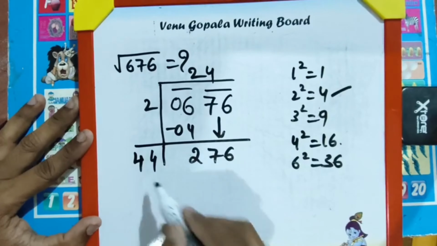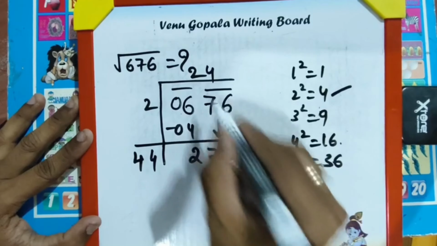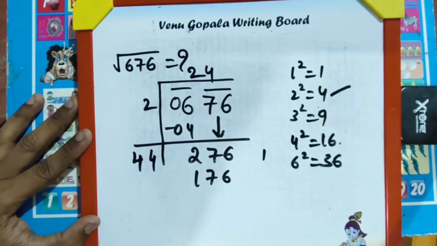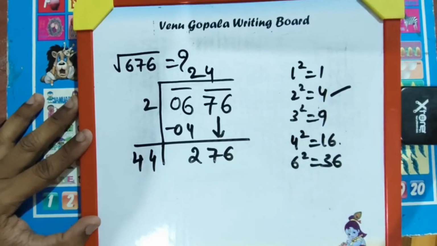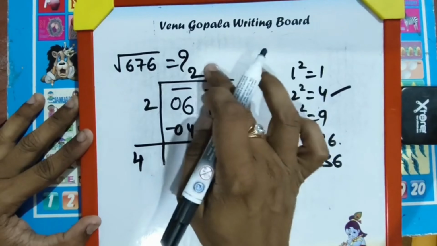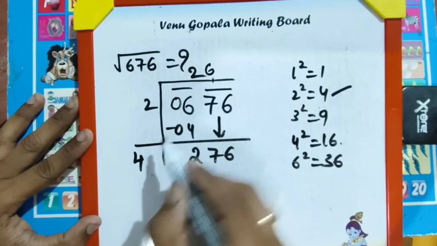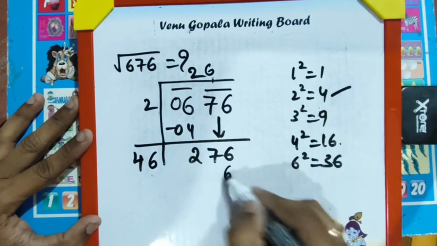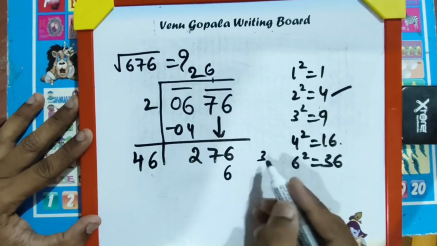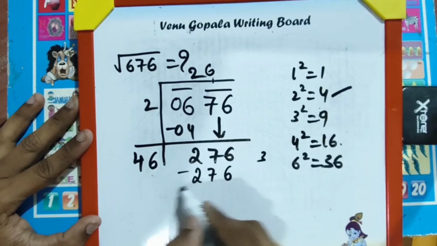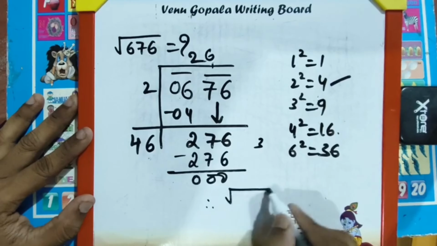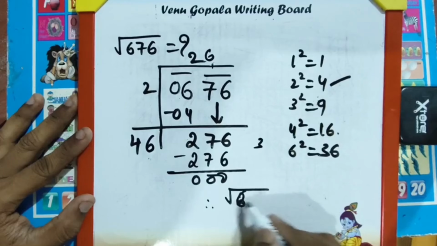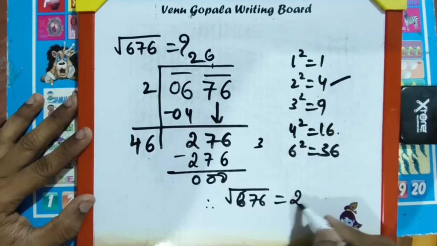Let us take 4. 4 4s are 16. Carry 1. 4 4s are 16 plus 1, 17. See, it is not going to work out. Therefore, I'll take 6, which is going to give a remainder 0. 6 you try now. 6 6s are 36. Carry 3. 6 4s are 24. 24 plus 3, 27. The remainder is 0. Therefore, the square root of 676 is equal to 26. 26 is the correct answer for the given question.